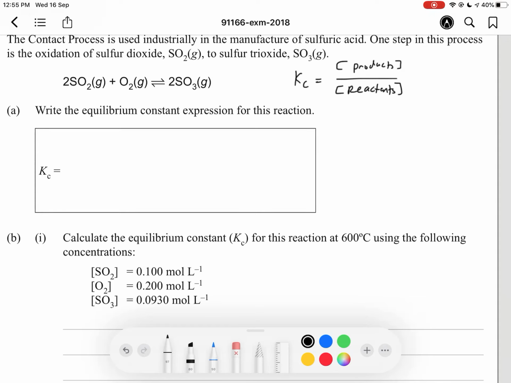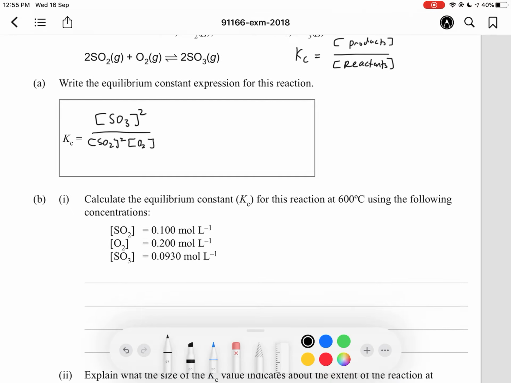So for Kc, in this case, we have 2 moles of SO2 reacts with 1 mole of O2, and that gives us 2 moles of SO3. So in this case, our equilibrium constant would be concentration of SO3 to the power of 2, because we have 2 moles of SO3, and that's over concentration of SO2 to the power of 2 multiplied by concentration of O2. And that's our equilibrium expression.